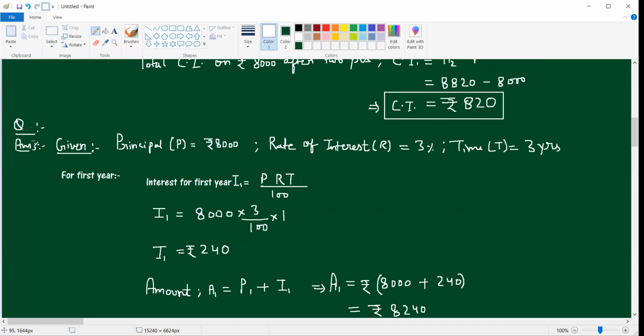So make it an example. Example 2, which is similar to question number 3 in your book. Example 2.